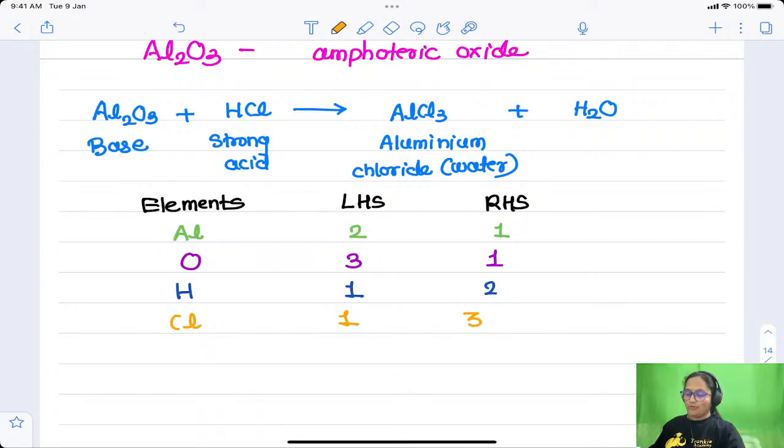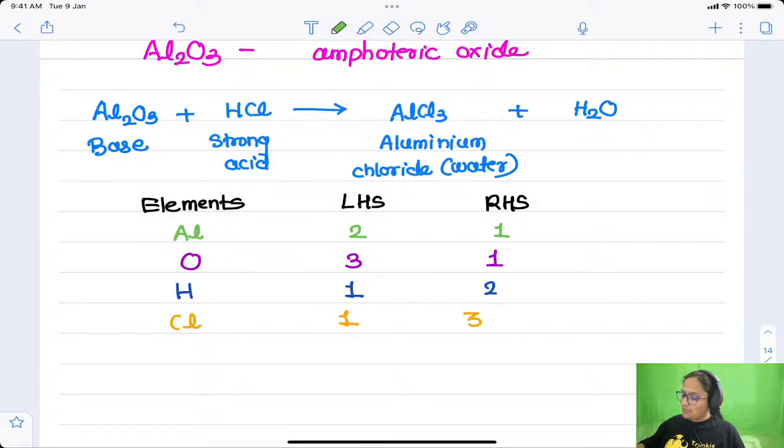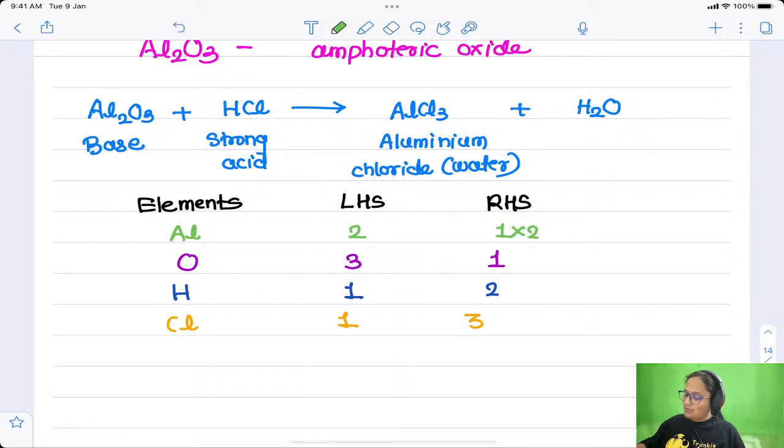So first of all we are going to balance the aluminum atoms, right? Aluminum atoms on left hand side it is 2, right hand side is 1, therefore we will multiply the right hand side by 2. That means we multiply AlCl3 by 2. When we multiply AlCl3 by 2, not only aluminum but chlorine is also changed. Chlorine previously was 3, now it is 6, right? So now it is time to balance the chlorine atom. Chlorine on left hand side is only 1, so I will multiply it by 6.